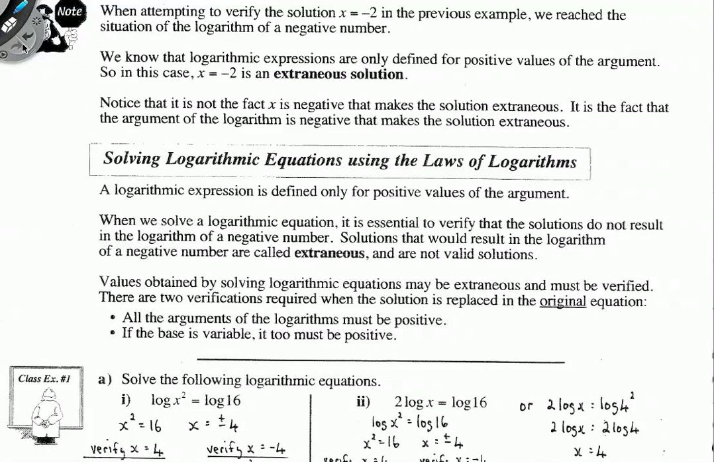So note, when attempting to verify the solution x equals -2, we reach the situation of the log of a negative number. We know that log expressions are only defined for positive values of the argument, so this is called an extraneous solution. Notice that it is not the fact that x is negative that makes the solution extraneous. It's the fact that the argument of the log is negative, what was in brackets, in other words. So we can't take a log of that because that would have been negative.